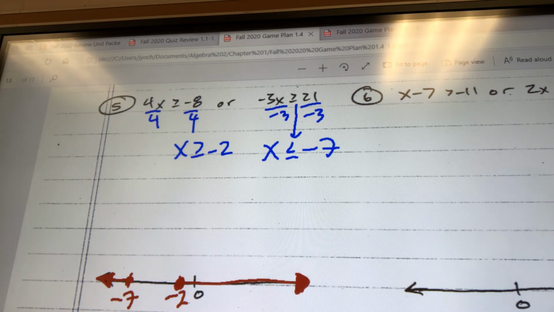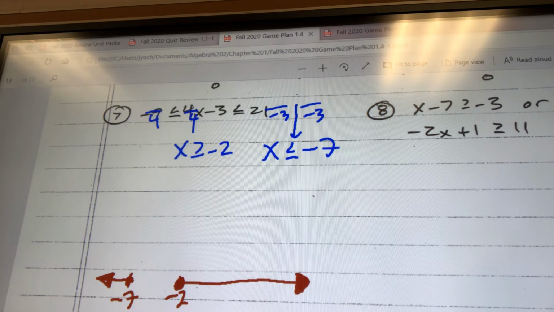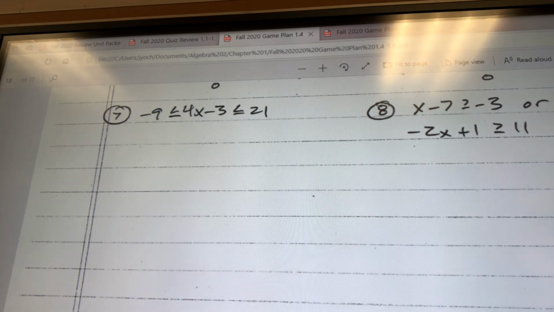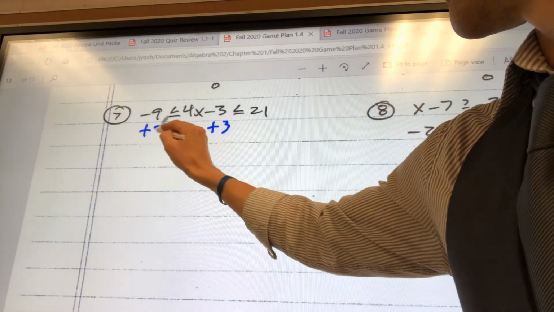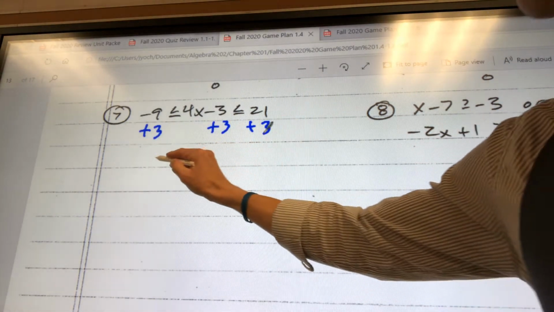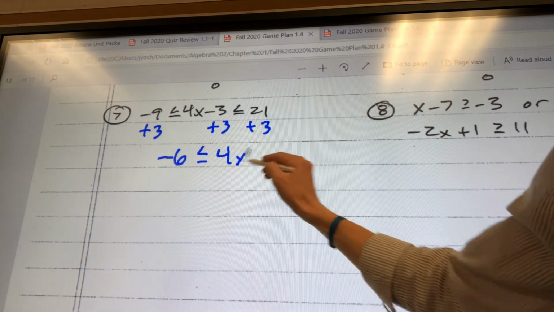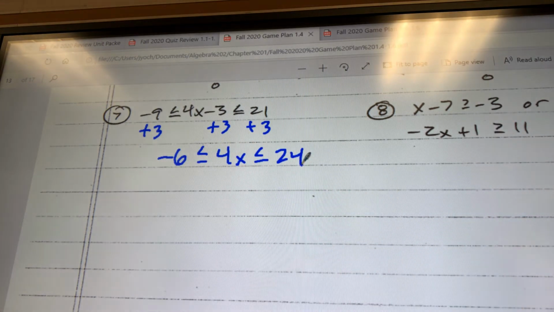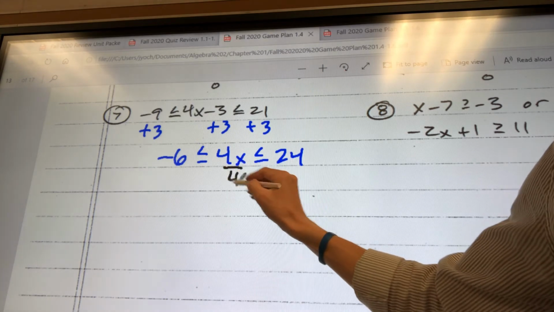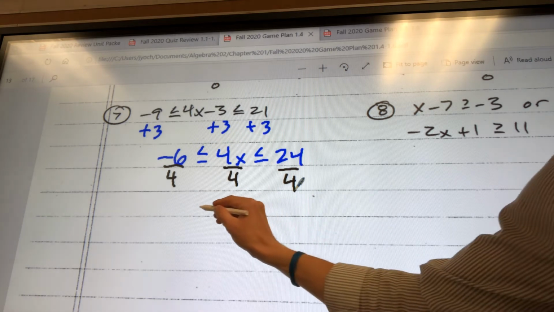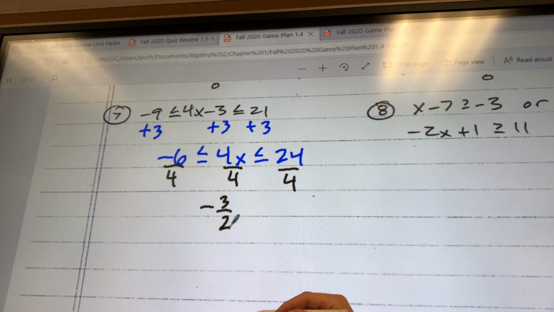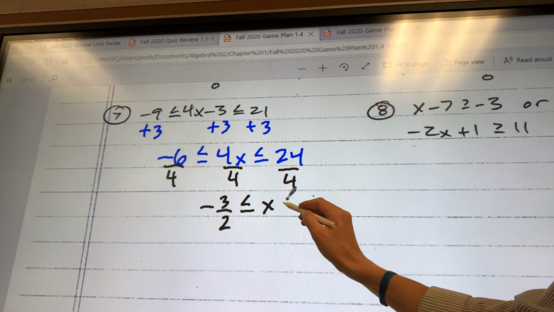On 7, again, pause this whenever you need to. On 7, again, I want x all by itself in the middle. So what I'm going to do on 7 first is to add 3 to all 3 regions. Negative 6 less than or equal to 4x, which is less than or equal to 24. Then I see what is in the middle, a 4x. I'm going to divide everything by 4. I have a negative 3 over 2, or negative 1.5, less than or equal to x, which is less than or equal to 6.